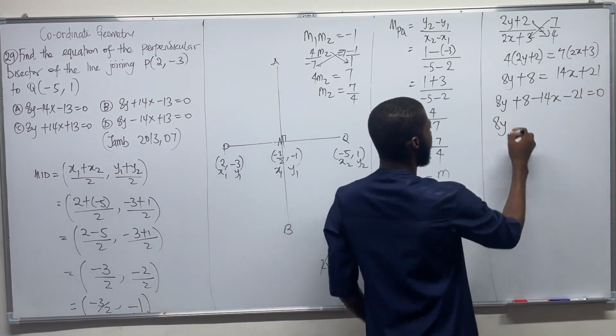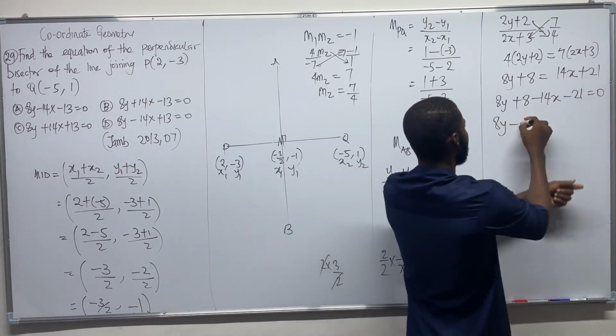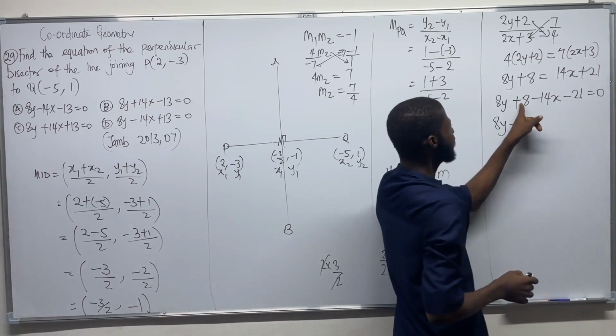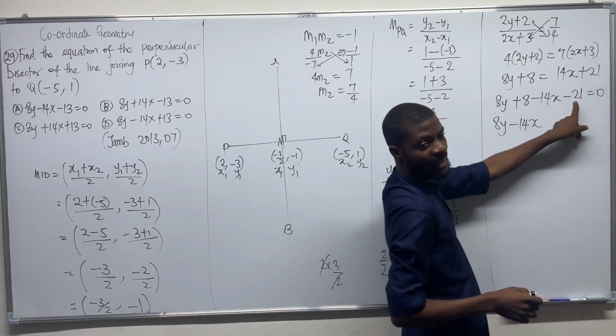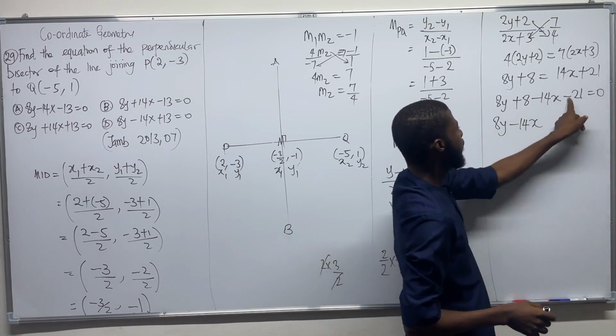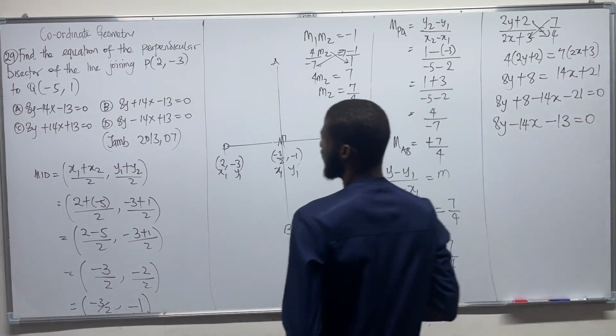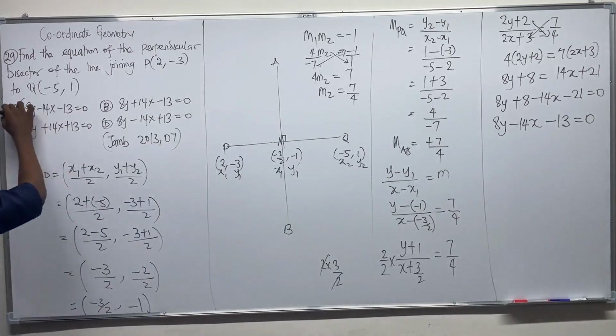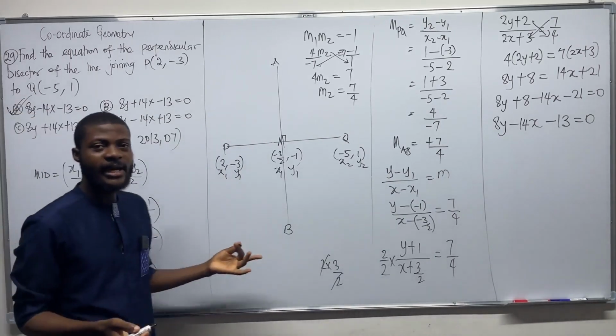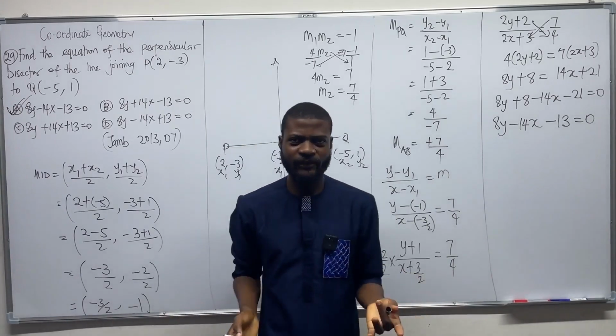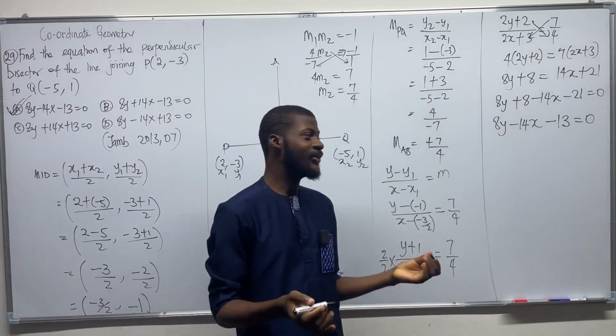So this is 8y minus 14x. This is 8, and this is minus 21. They are like terms. So 8 minus 21 is minus 13, and that will be equal to 0, leaving us with our answer as A. So that's our answer, and that's actually very, very simple for us to solve. It's easy. So that's what we do.